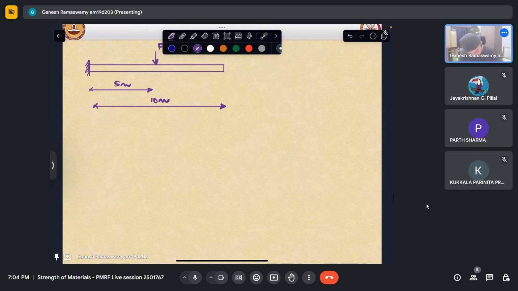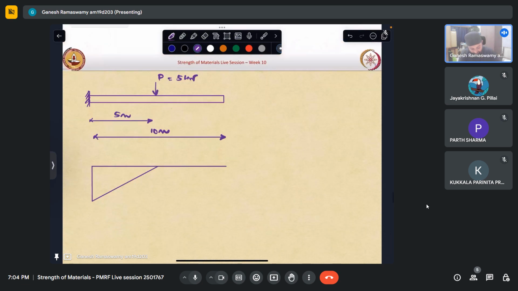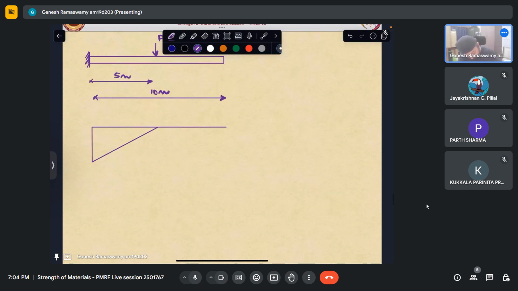So the bending moment diagram for this case is like that. So this is 5 into 5, this is 25 kilonewton meter.